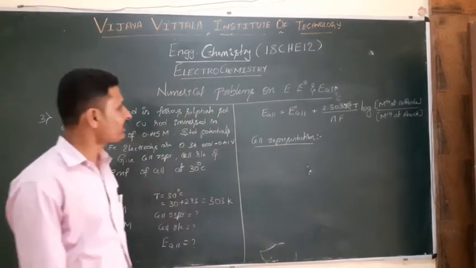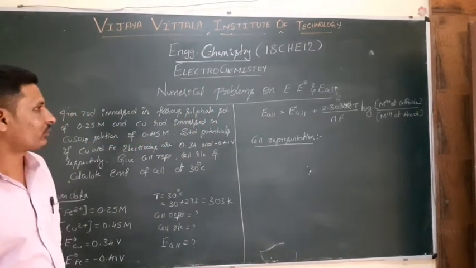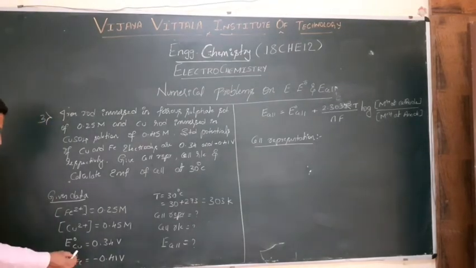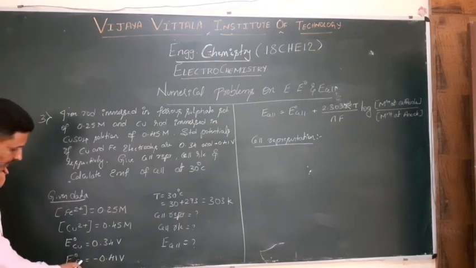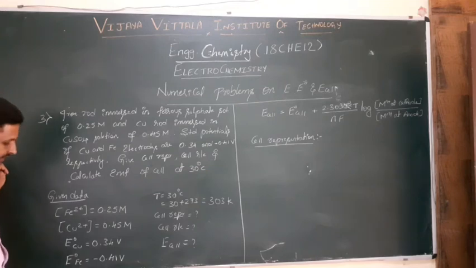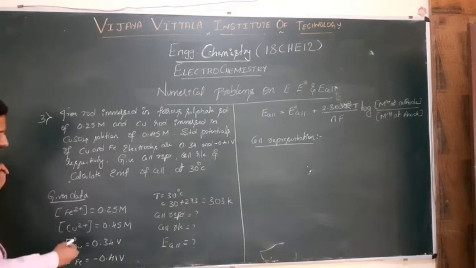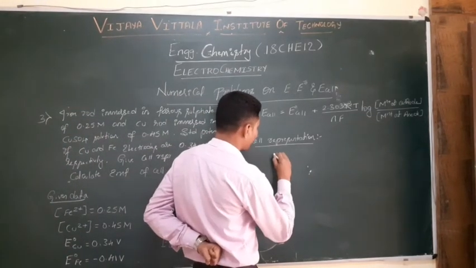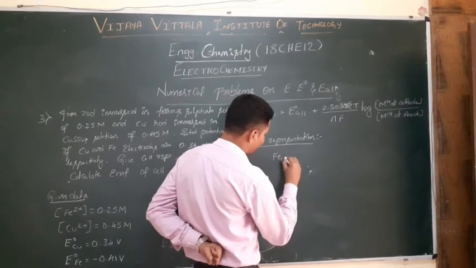So here, which is anode and which is cathode? How do we identify? Observe the electrode potential here. The one having the lower electrode potential undergoes oxidation easily. That is the iron electrode here; in the given cell, the iron electrode acts as the anode. So first we need to write the anode, that is iron.